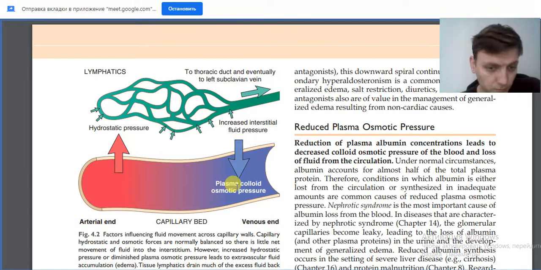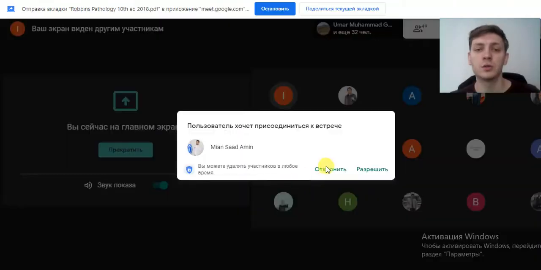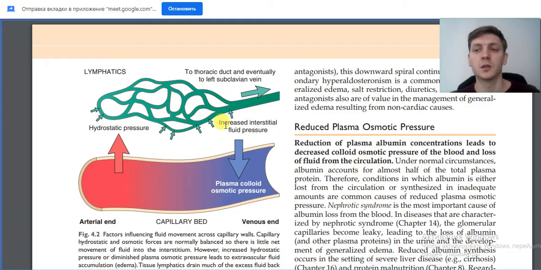But in cases of some changes of colloid osmotic pressure, also due to changes in osmolarity of the interstitial space, sometimes water can be retained in the interstitial space. But we still need to drain this water. We can't afford to let the water stay in the interstitial space.